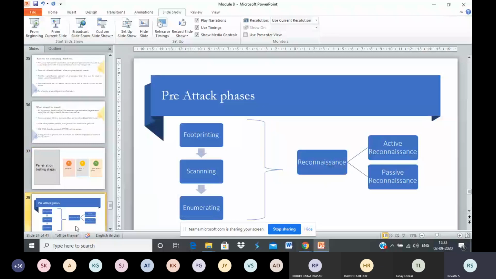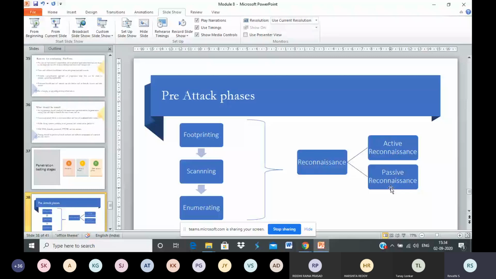Okay, pre-attack phase. Pre-attack phase is something similar to what the attacker will do. A normal attacker will start with reconnaissance, in the sense observing or scanning that entire network. Here also a penetration tester, an IT professional, will start with reconnaissance. It can be active reconnaissance or passive reconnaissance. Passive in the sense with open source information. They will be gathering data. Reconnaissance is nothing but gathering data.